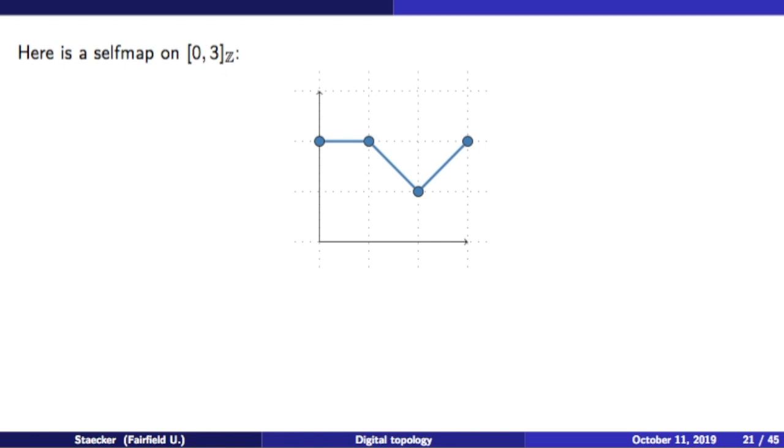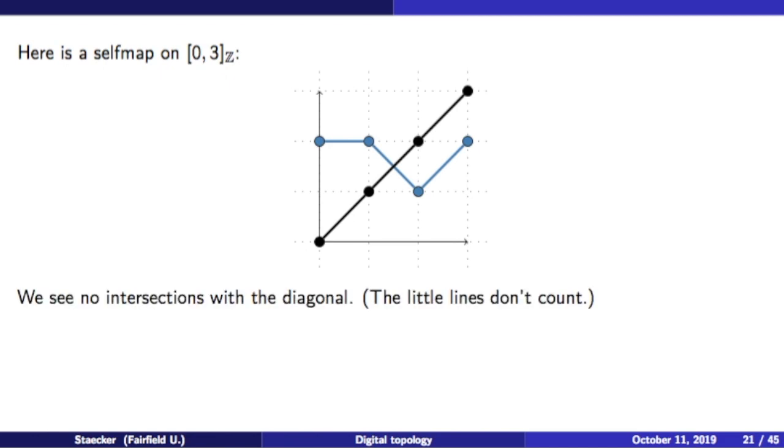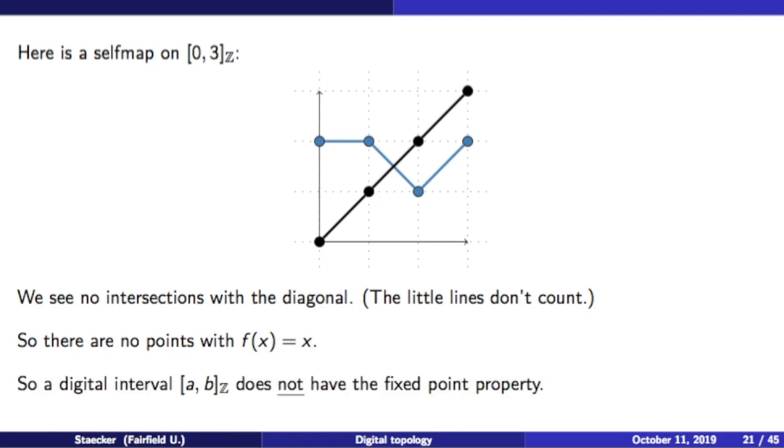And then we also have 4 points in the codomain. To find the fixed points, you can look for intersections with the diagonal line. And here you will see there is no intersection. Like these lines cross, but that doesn't count because there's no point there. So there is no intersection with the diagonal. The little lines don't count. That means there are no fixed points of this function. All right? So a digital interval does not have the fixed point property. You can always make an example like this. It's not so hard to do.